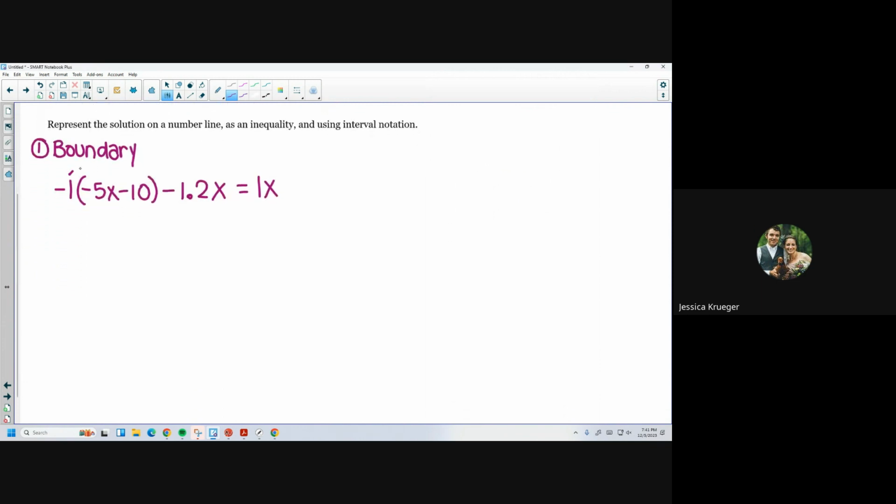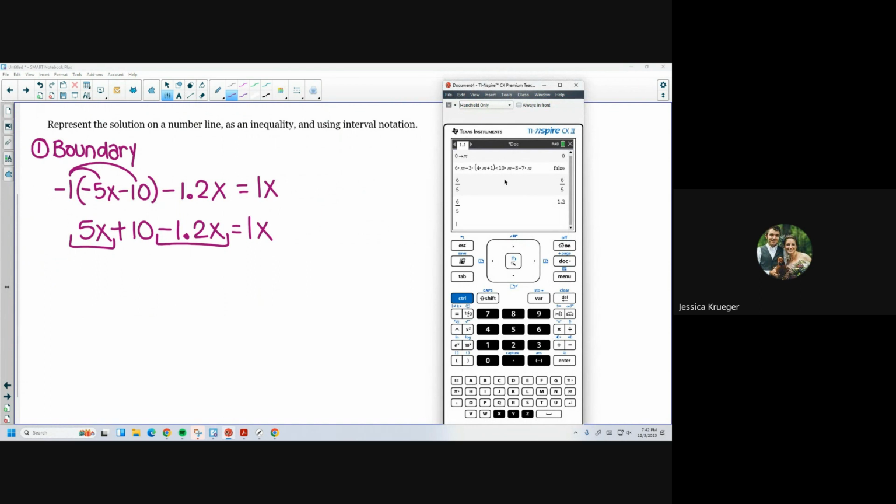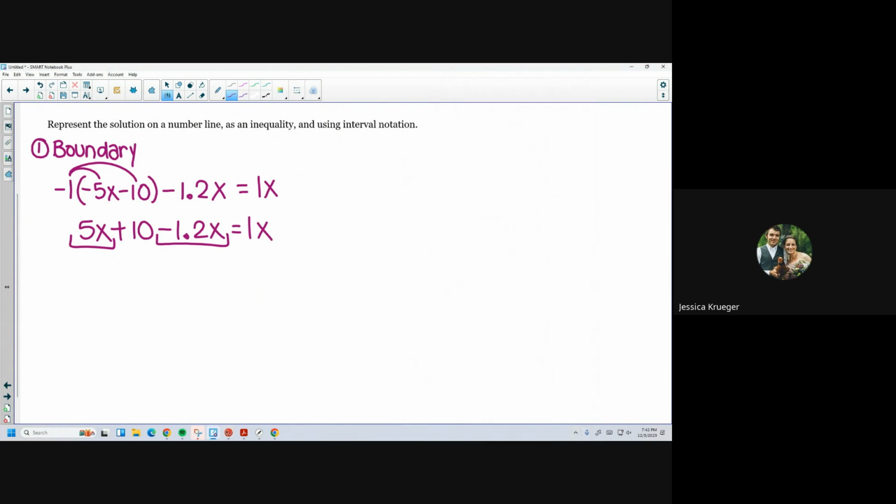Okay, so now I can distribute. A negative times a negative is a positive. And then the minus 10 will become a positive. Before I move things around, let me make sure each side is as simple as I can get it. So I've got to do 5 minus 1.2, which is 3.8. So I'm going to get 3.8x plus 10 equals 1x.